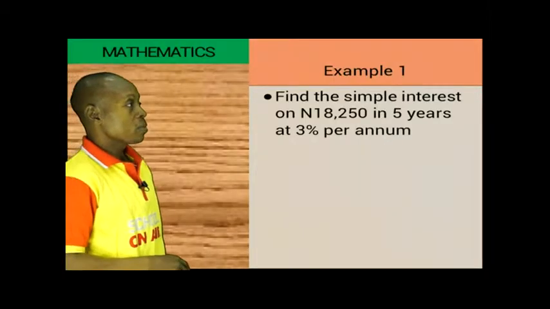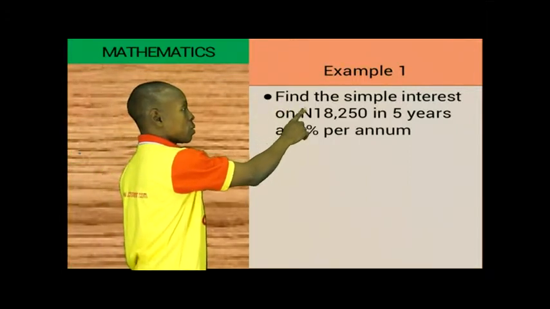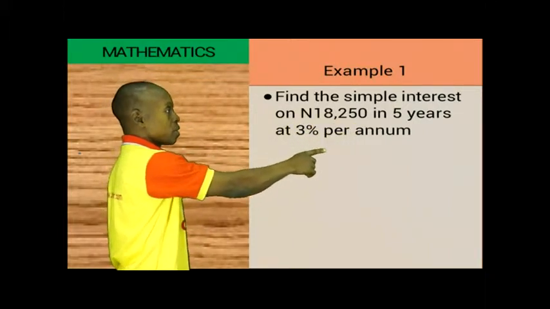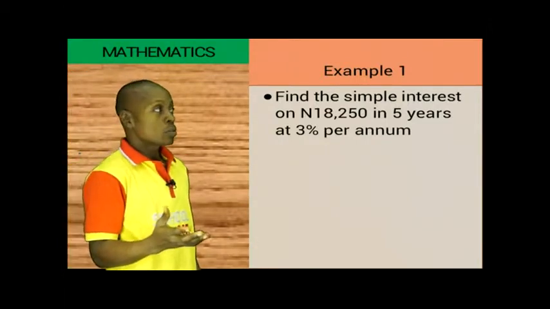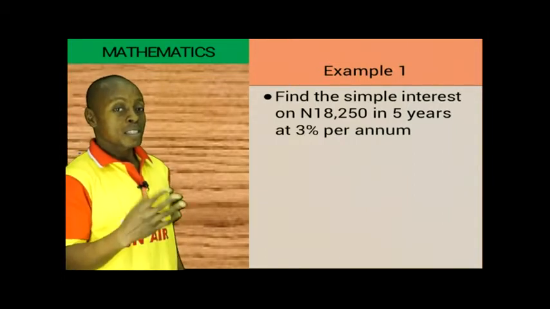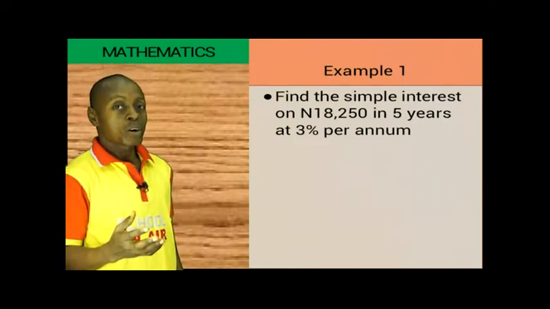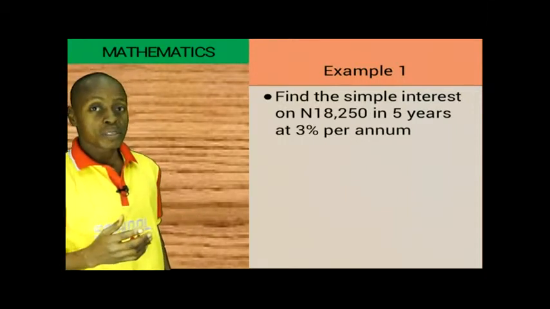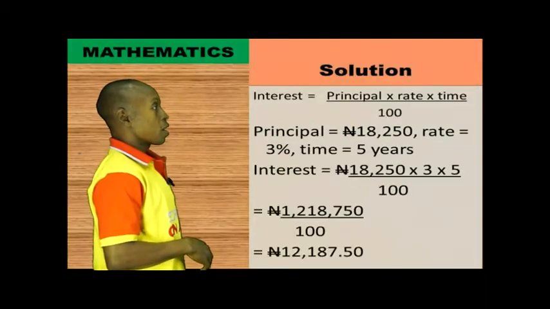So let's take an example on this. The first example says you should find the simple interest on 18,250 naira in 5 years at 3% per annum. So what is going to be your interest if you have 18,250 naira in 5 years at 3% per annum? What will be the actual interest you're going to get from that amount? That's what we're trying to look for in this question. This is the demand of the question. So let's see how we can go about it.